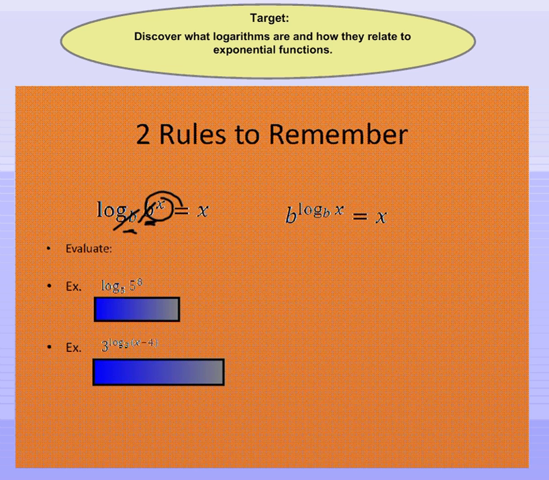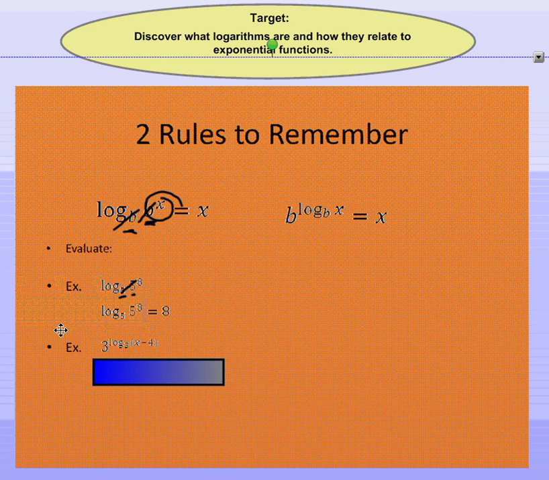So our first example is using this method. You've got log base 5 of 5 to the 8th. You notice that the 5s match up. Basically they cancel out. Your evaluation of this is 8.